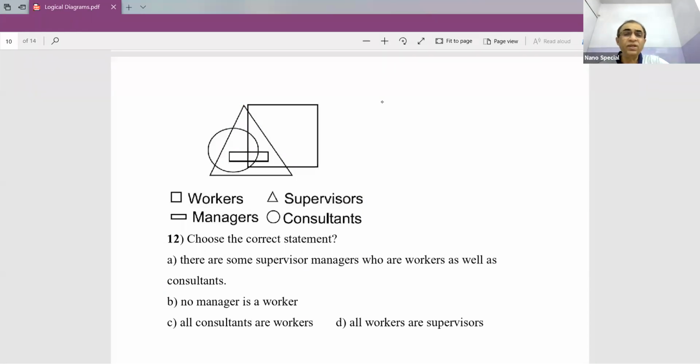Again, choose the correct statement. Anaga has answered it. Now, if you look at this, what are we saying? This is workers, supervisors, consultants, and managers. Now he says all consultants are workers. This all business is wrong, because the only thing here we can find out is all managers are supervisors. Other than that, you can't apply all to any particular set. So this is wrong. And then no manager is a worker, which is also wrong, because there are managers who are part of this square who are workers. So by default, we have arrived at A.